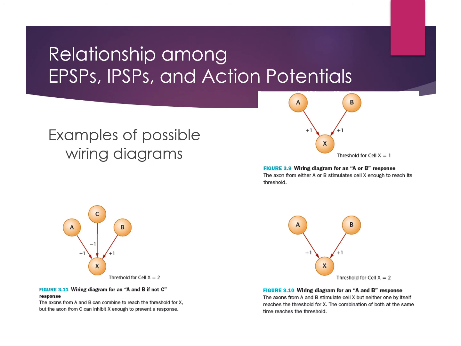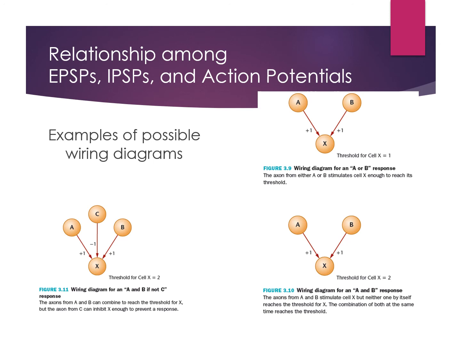We go down to figure 3.10. This is an A and B response. So now the threshold for the neuron X is 2. If A sends its 1 unit of activation to X, X does not fire. If B sends its 1 unit of activation to X, X does not fire. It's only when A and B both are sending activation to X that X fires.